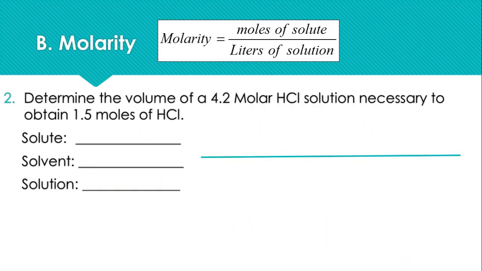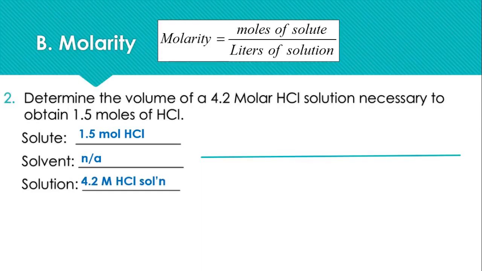Okay, second example. Again, we're still dealing with molarity, and this time we're figuring out the volume. So we're not figuring out the molarity, we're figuring out the volume. It says we want the volume of a 4.2 molar hydrochloric acid solution necessary to get 1.5 moles of HCl. Again, I'm breaking it down into solute, solvent, and solution. So the solute says we want 1.5 moles of HCl. The solvent, since we're in terms of moles and liters, not really necessary. Or excuse me, solute and solution, not necessary.